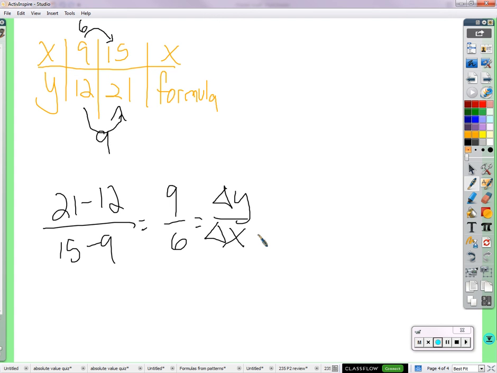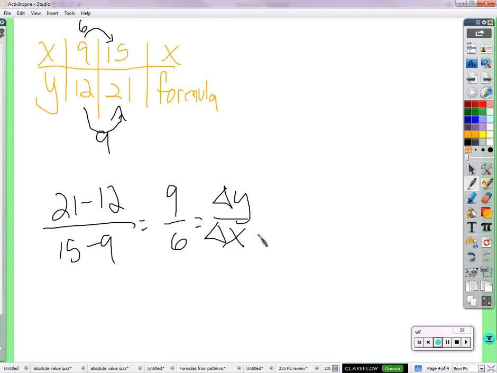We like to use Greek letters because Greek letters start with letters in our alphabet and they describe what's going on. So delta starts with D, and D is the first letter in difference. The difference between these two is 9. That's why we call it delta. It's the difference between the two y values. When I take 21 minus 12, subtraction, the difference, 9 is the result. Y changes by 9 and x changes by 6.